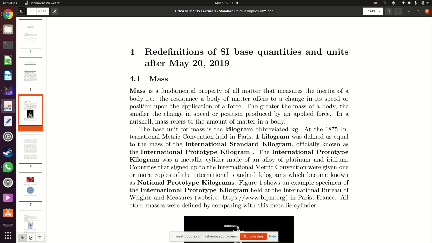If a body is moving with a certain velocity, then you apply a force, either you pull it or you stand in front of it and try to stop this body, but it refuses to stop, then that's a sign that that particular body has got more mass. So basically, mass is a fundamental property of matter. The mass is measured in kgs. The unit for mass is kilograms, abbreviated kg.